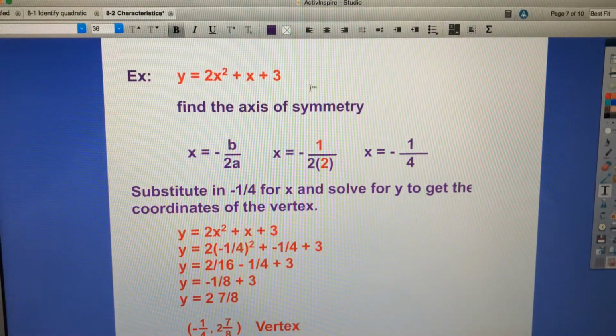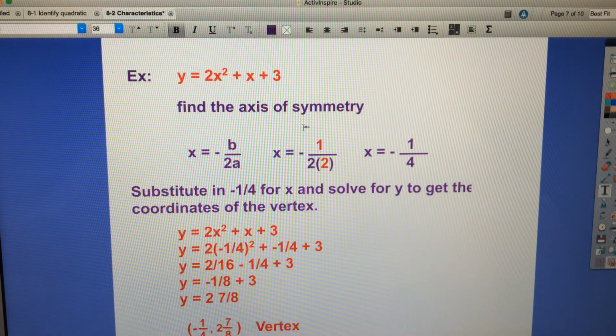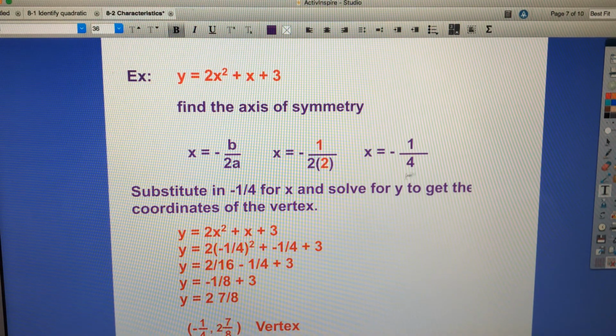Example: y equals 2x squared plus x plus 3. Find the axis of symmetry. Okay, I'm going to use my new shortcut formula. Inverse of b, which is an invisible 1, over 2 times a, which is another 2, so 2 times 2. The inverse of 1 over 4 obviously becomes negative 1/4.